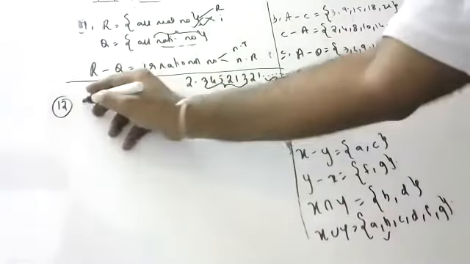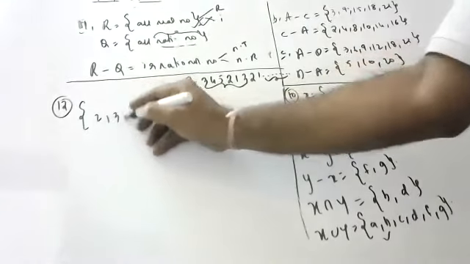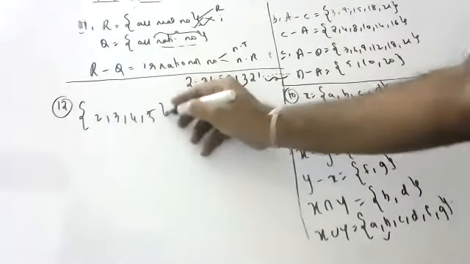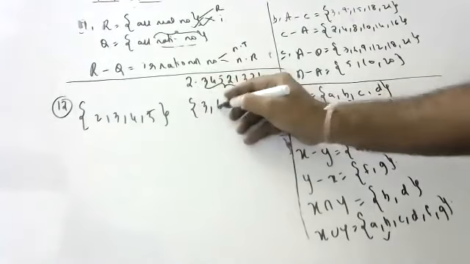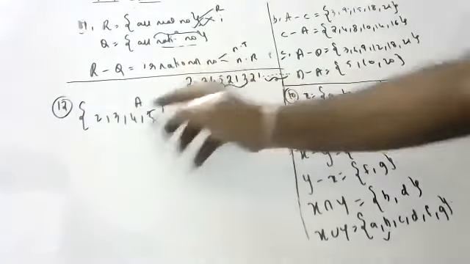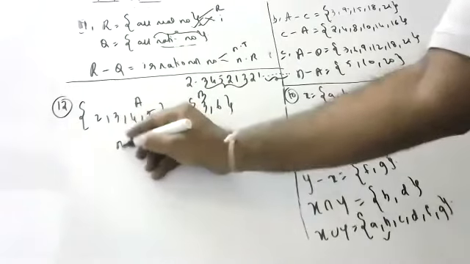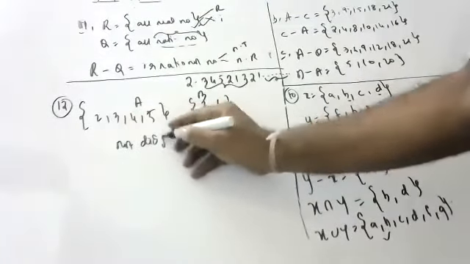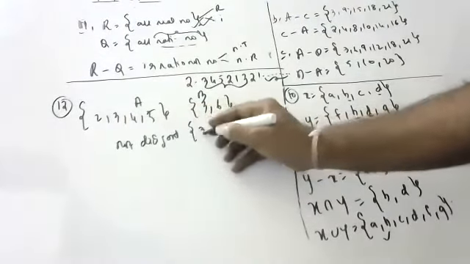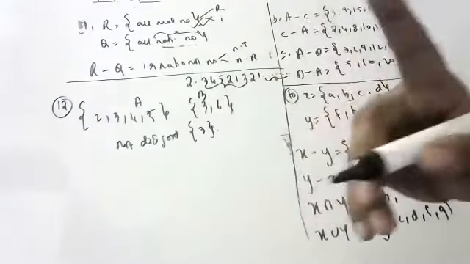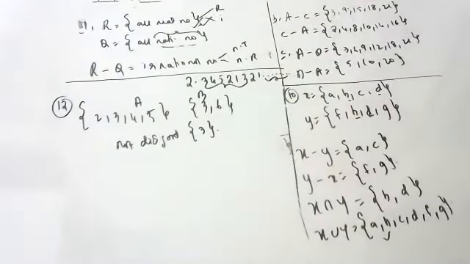See, children, they gave one true or false. One set is {2, 3, 4, 5} and another is {3, 6}. This is A, this is B. Are they joint or disjoint? Not disjoint. 3 is common. So they are not disjoint. Why? What is the common element, children? 3 is the common element. So not disjoint.